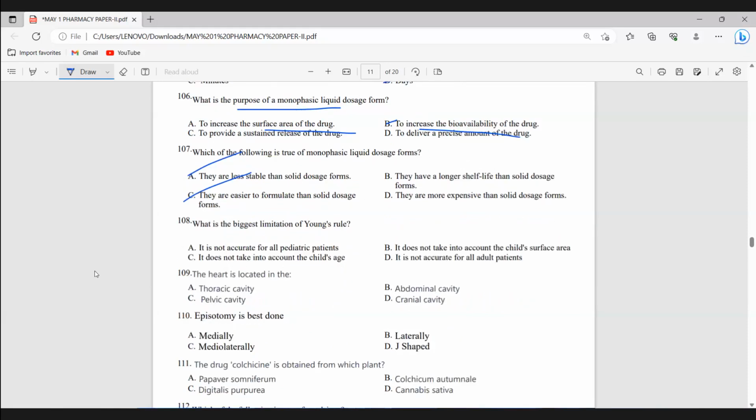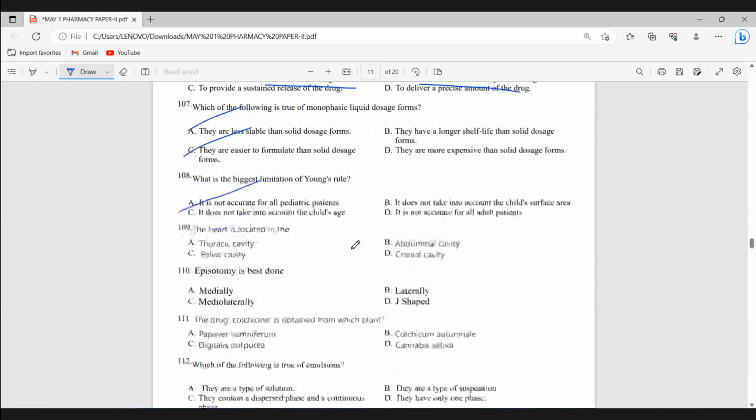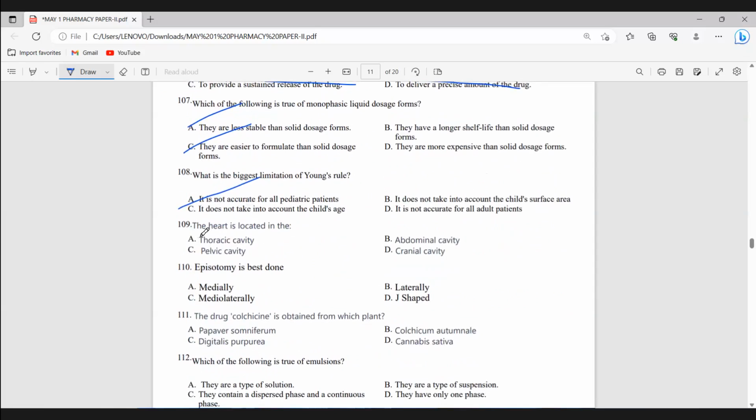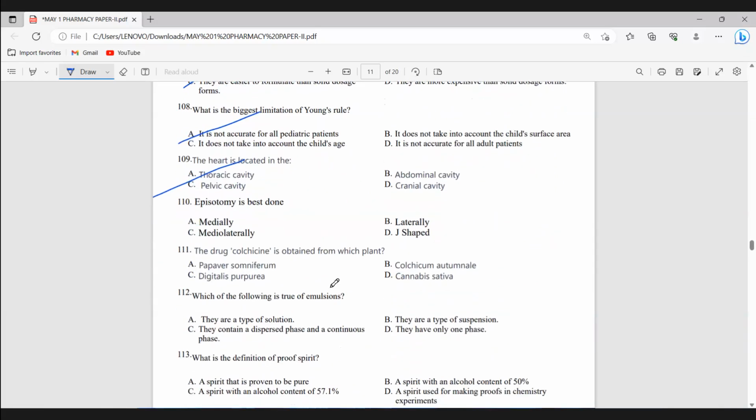Then 108, what is the biggest limitation of Young's rule? It is not accurate for all patients. Then 109, the heart is located in the thoracic cavity. Episiotomy is best done mediolateral.